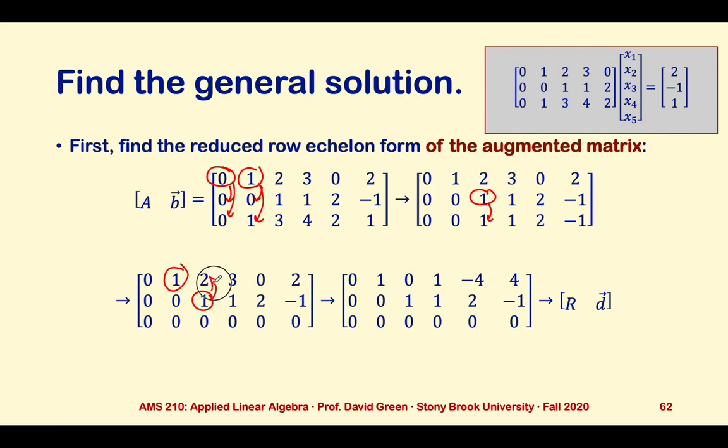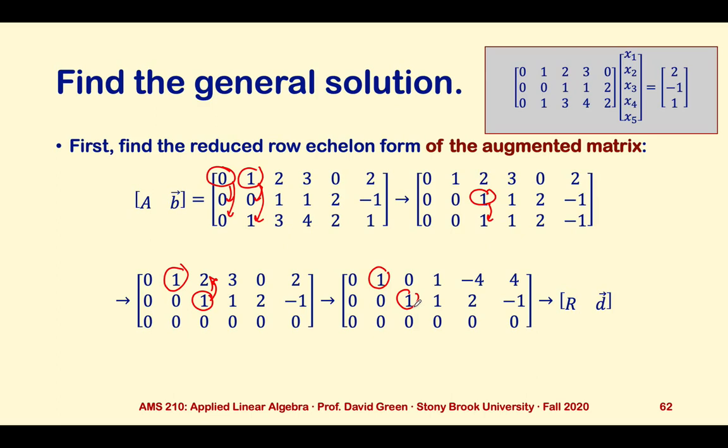The reduced row echelon form we get by eliminating upwards from our bottom pivot. 2 minus 2 is 0, 3 minus 2 is 1, 0 minus 4 is negative 4, and 2 minus negative 2 is plus 4. This is now our reduced row echelon form, 2 pivots that sit as isolated values of 1 in columns that are otherwise 0.